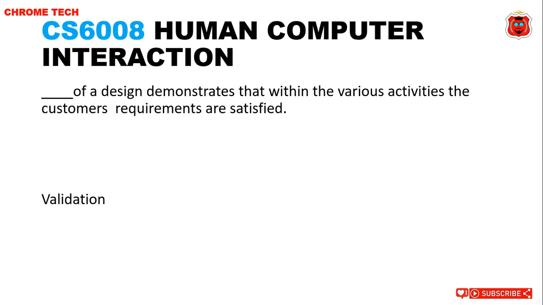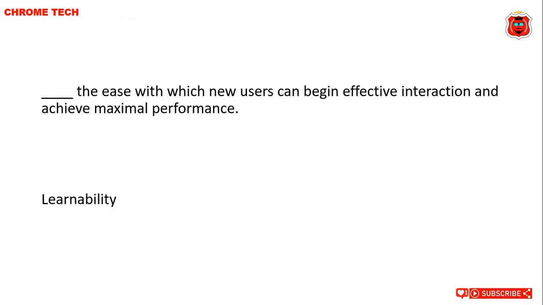Dash of a design demonstrates that within the various activities, the customer requirements are satisfied. Validation is the correct answer. Validation. Dash is with which new user can begin effective interaction and achieve maximal performance. Learnability is the correct answer.